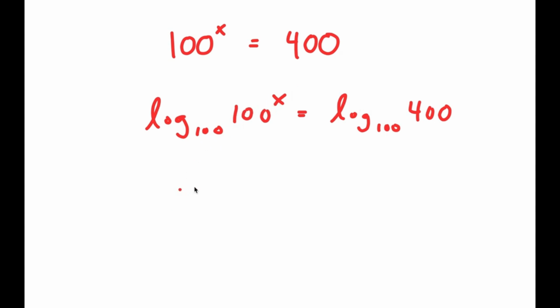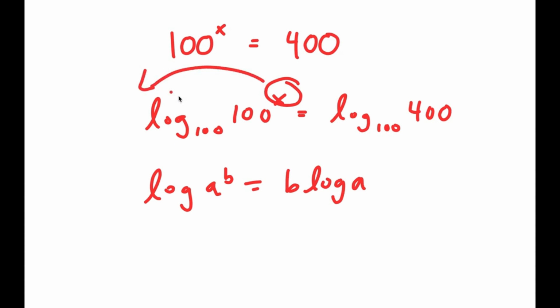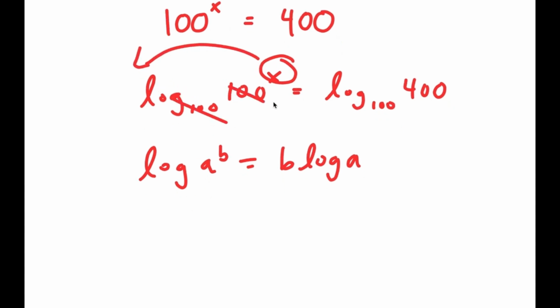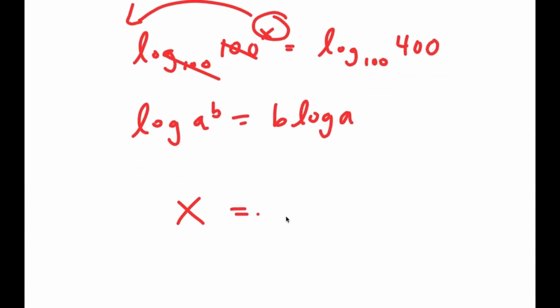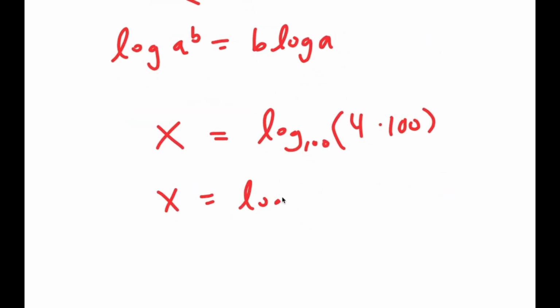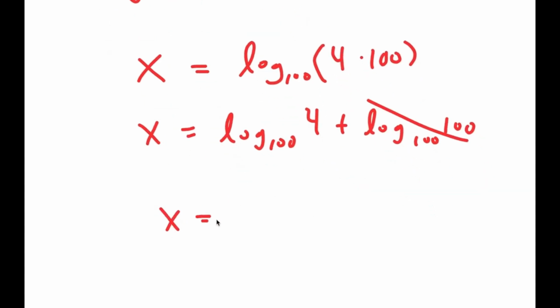Now, if I have something in the form log a to the power of b, this is equal to b times log a. So I can move this x to the front, and the log base of 100 and 100, these two cancel out. So my left-hand side, I have x is equal to log base 100, and I'm going to rewrite 400 as 4 times 100. So now I get x is equal to log base 100 of 4 plus log base 100 of 100, which cancels out to get 1. So I get x is equal to log base 100 of 4 plus 1.